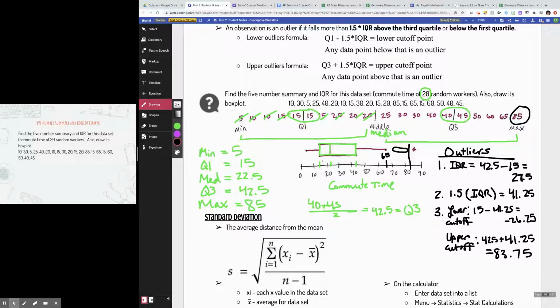Now, if there's no outlier, you just draw your stems to the minimum on the left-hand side and to the maximum on the right-hand side, right? So that is it, you all, for box plots.